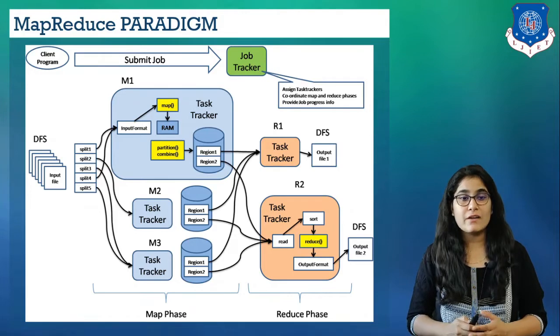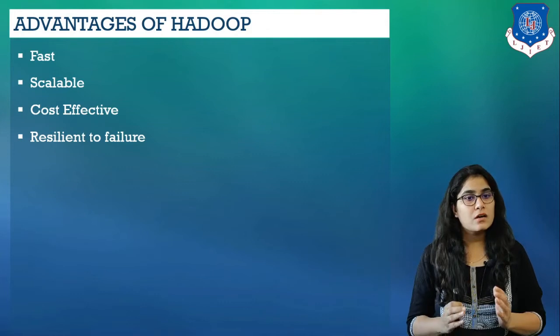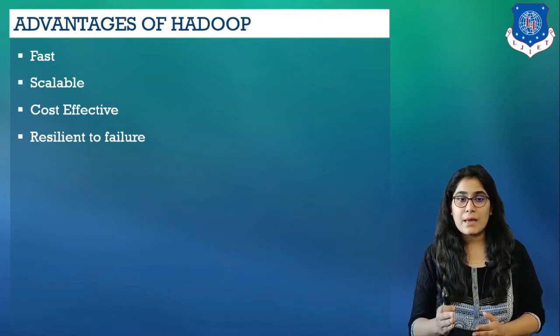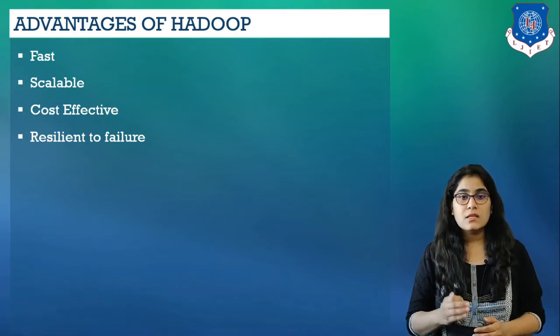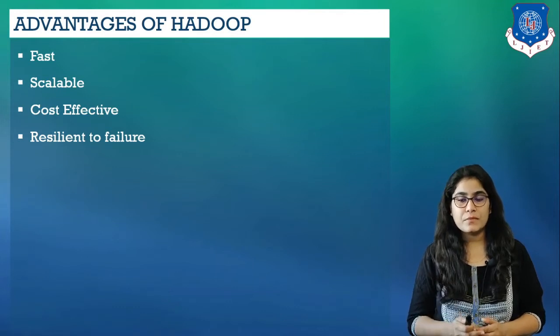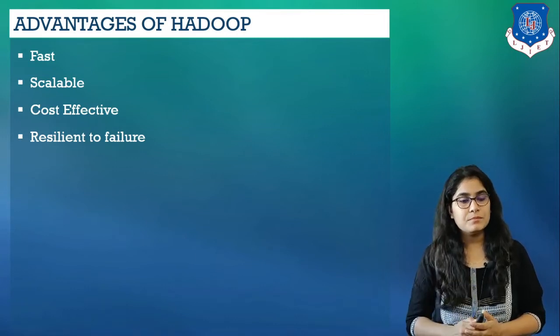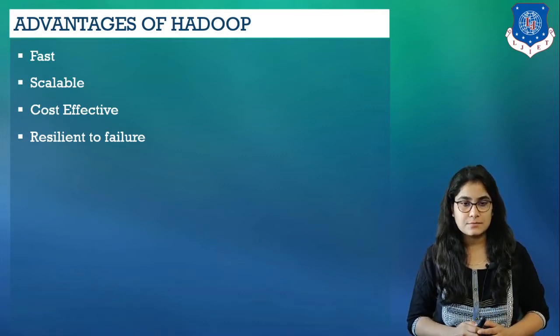Now let's discuss the advantages of Hadoop architecture. Here is a list of advantages, out of which the first one is fast. In HDFS, the data is distributed over the cluster and mapped, which helps in faster retrieval. Even the tools to process the data are often on the same servers, thus reducing the processing time. It is able to process terabytes of data in minutes and petabytes in hours. Second, scalable. A Hadoop cluster can be extended by just adding nodes in the cluster.